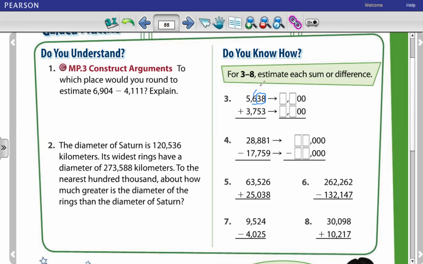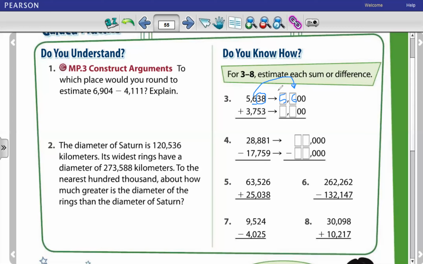So the 6, do I have to write it the same or will I add 1 to the 6? It depends on the next number, because estimation is rounding, same as rounding in the lesson before. So I look at the number on the right. Is it 5 and above or below 5? It is below 5, which is 3. So I will keep the 6 the same.